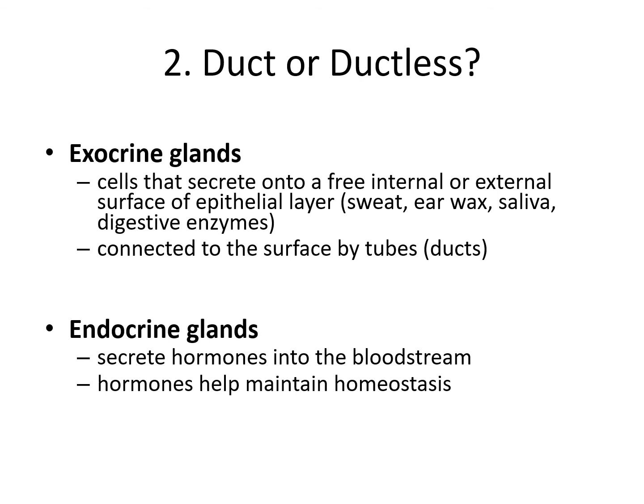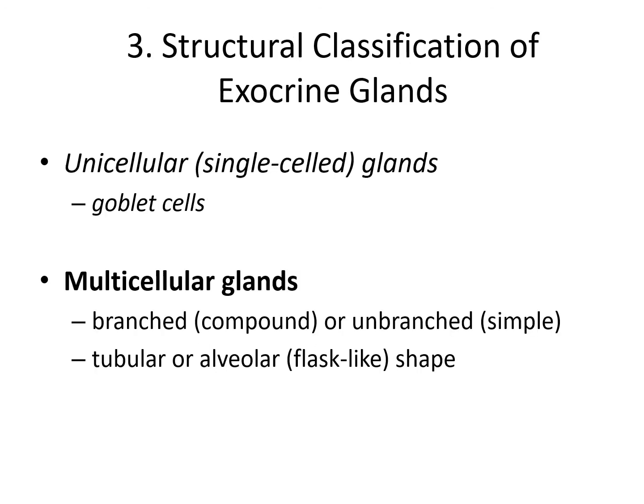Endocrine glands secrete materials into interstitial fluid surrounding the cells, and then that material is going to seep into the bloodstream and travel throughout the interior of the body. And endo means inside. For the next 2 levels of classification, we're looking just at exocrine glands.